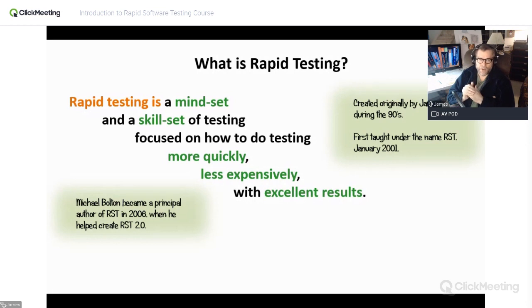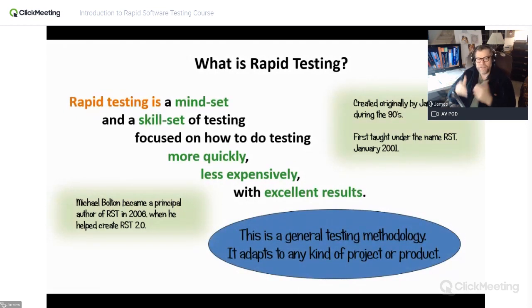My colleague Michael Bolton in 2006 became a principal author of RST, and now I call him the co-creator of RST. He and I are mind melded when it comes to RST. If you talk to him, anything he says about RST, I completely endorse, and I hope he feels the same way about me.